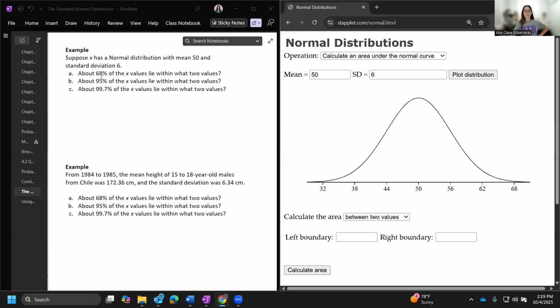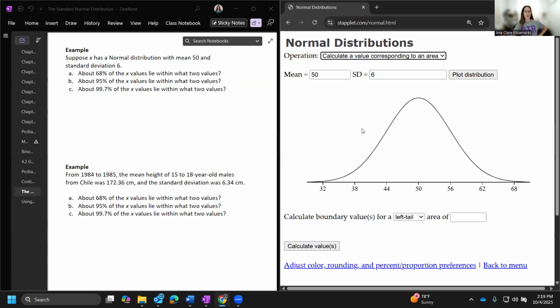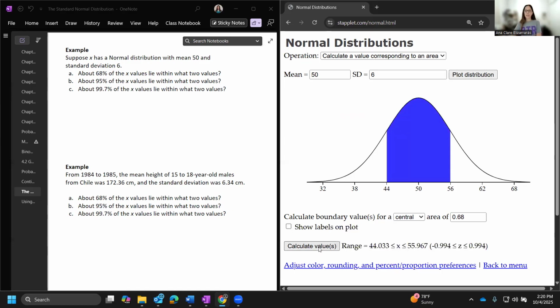So I want to know about 68% of the x values lie within what 2 values. So I'm trying to find not necessarily the area, I'm trying to find the values. And so instead of calculating the area under the curve, I'm going to switch to calculate a value corresponding to an area. So then what I'm going to do is I want a central area of 0.68. I can't use 68% because I need to enter decimals. If I was to enter 68, I would get an error message because the area has to be between 0 and 1. That means I'm turning my percent into a decimal. And then I'm going to calculate.